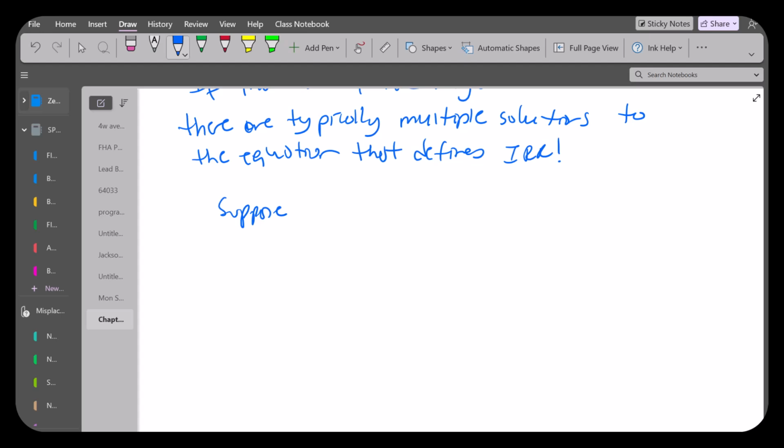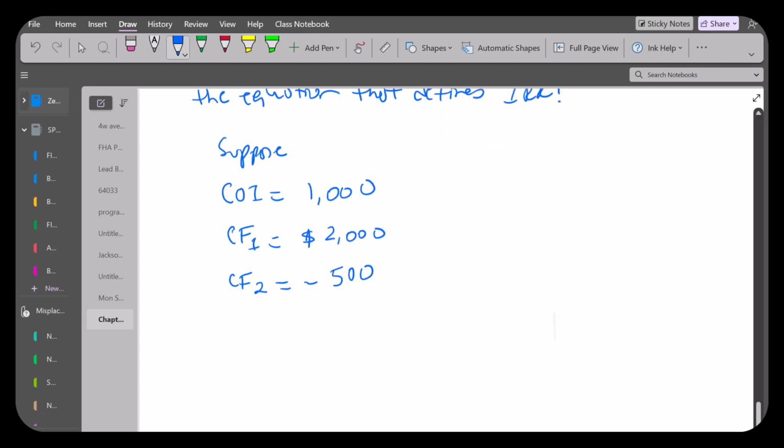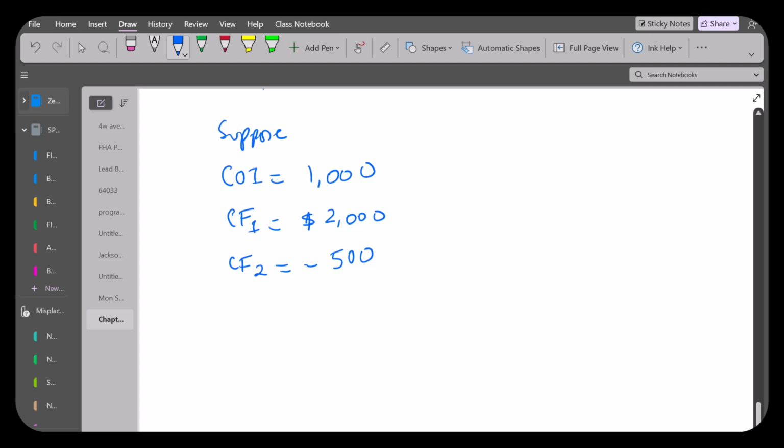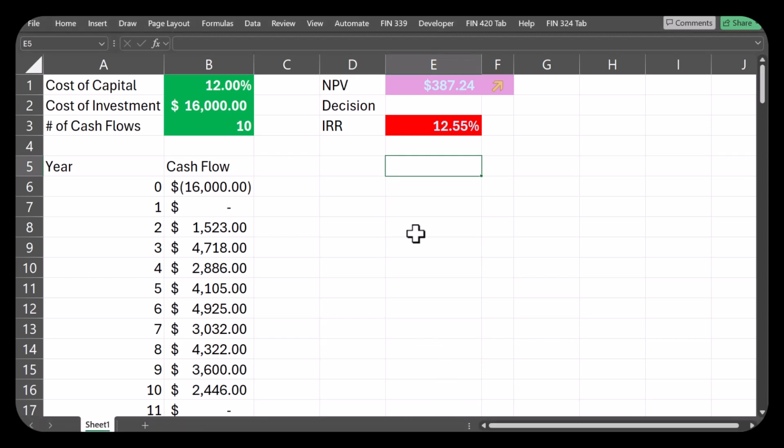Suppose a project costs $1,000 and the first year it's going to make you $2,000, but it's going to cost you $500 the last year, right? So let's find out. I'm just going to do it here.